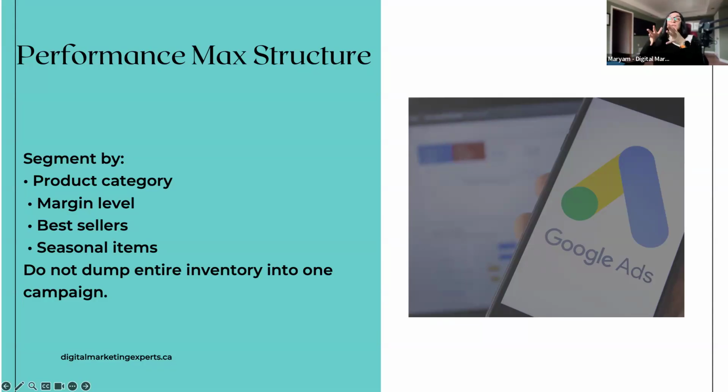So when we create a campaign, you want to segment based on product category. How much money are you going to make out of it? What are your margin levels? What are your best sellers? Is it a seasonal product? Do not dump the entire inventory in one campaign. If you have 6 products, make 6 campaigns. Put the time and effort in, separate them, plan it properly.